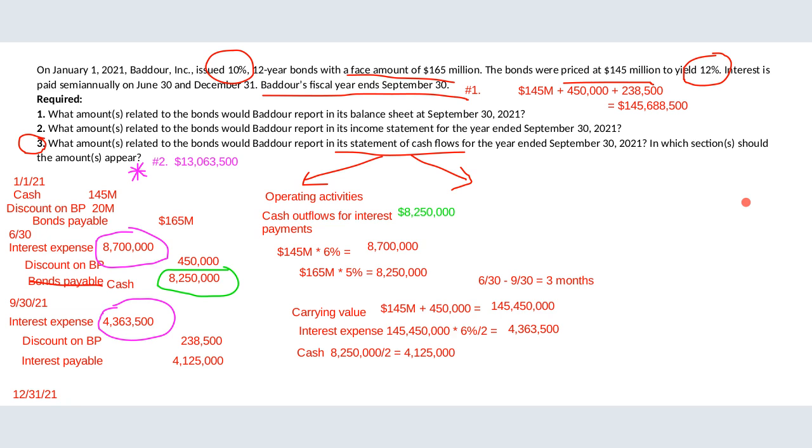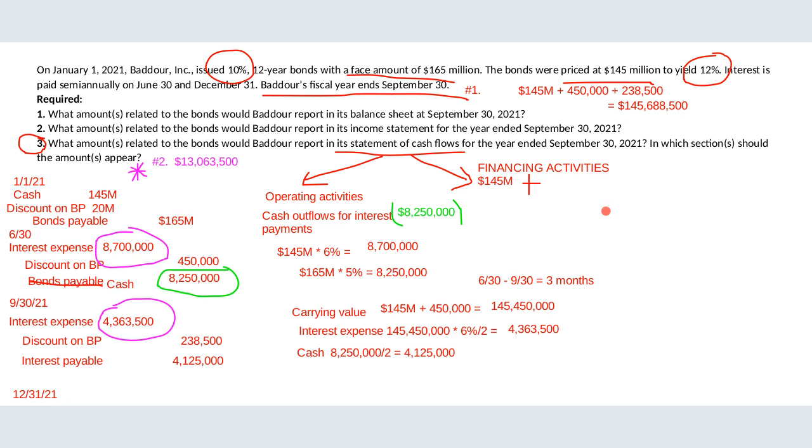Financing. Did we say financing? We didn't say financing, but Justin gave us the amount. Financing activities, and that amount is the 145 million. All right, so this would be a plus, right? This would be an increase, and this would be a decrease.